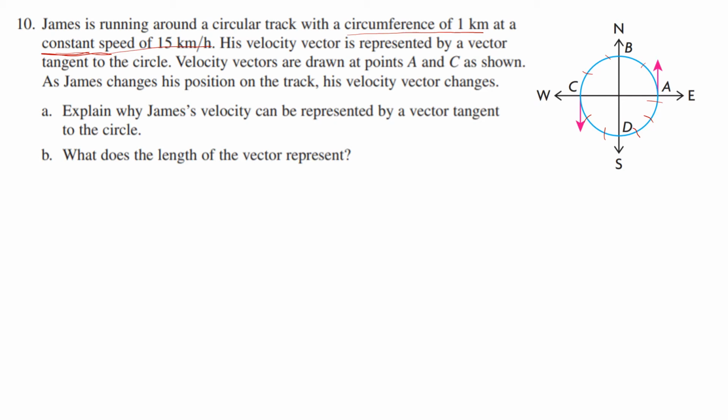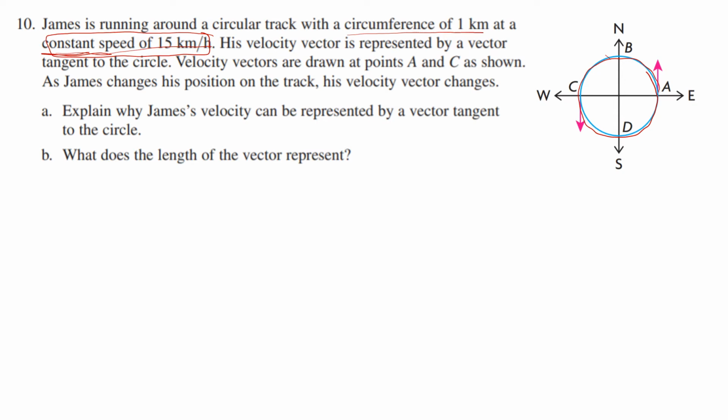So it means these two. So these are the vector tangents. Velocity vectors are drawn at points A and C, as I circled. As James changes his position on the track, his velocity vector changes. Why that happens is, let me just erase this. Why that happens is, remember how speed is different than velocity. Speed does not have a direction, so it makes sense that his speed is 15 kilometers per hour, it's constant. However, velocity changes because he runs in a circle where the direction he's running to always changes.